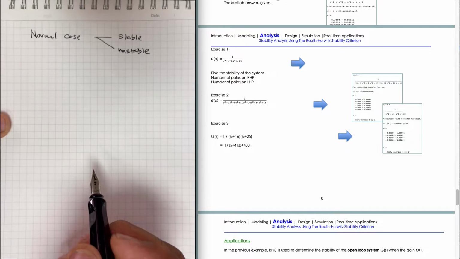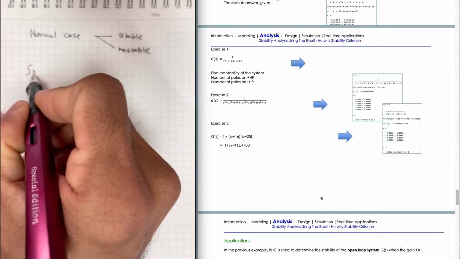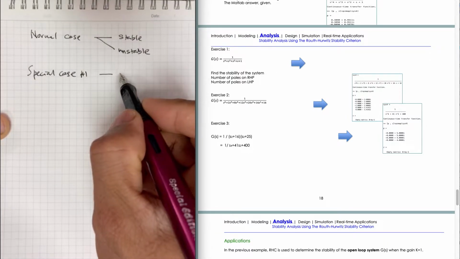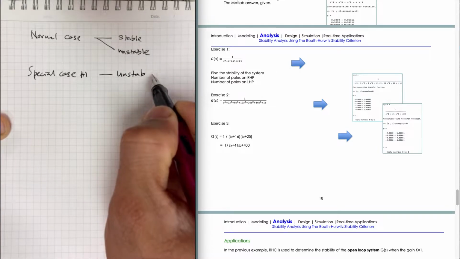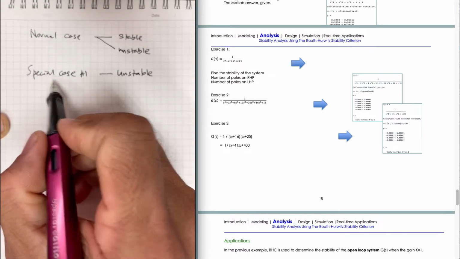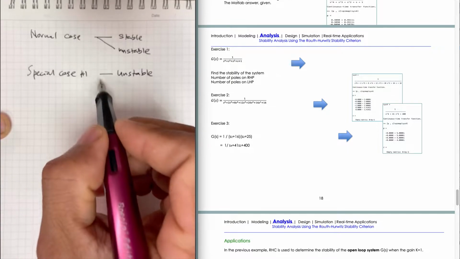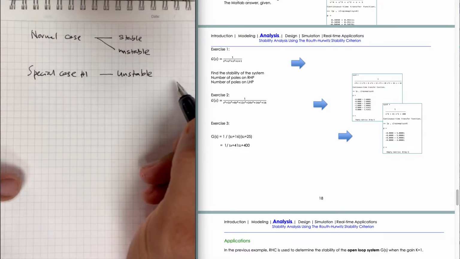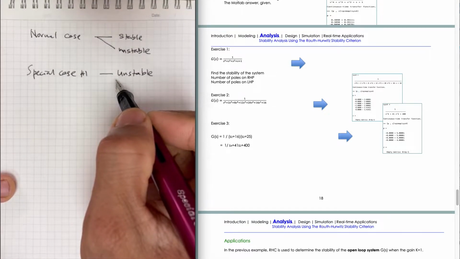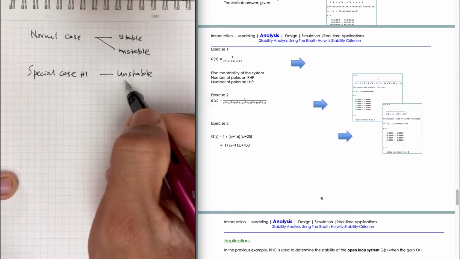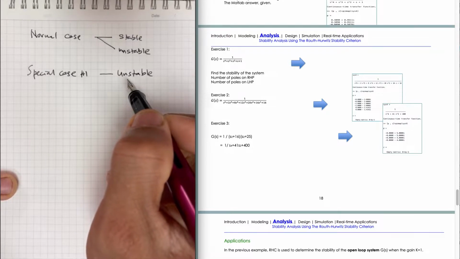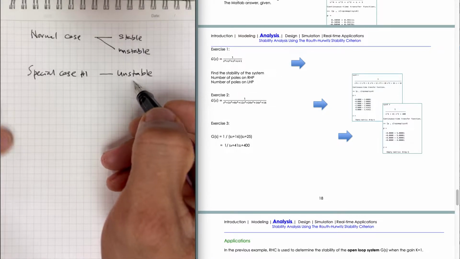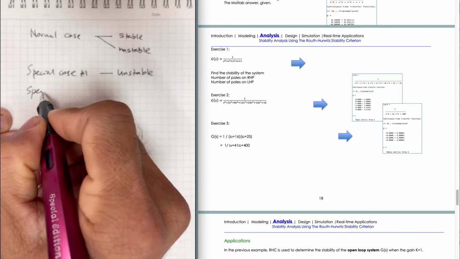Okay, that's the normal case. For special case 1, the system can only be unstable. If you fill up the table and you find that one of the first-column entries is 0 followed by non-zero, the system is unstable. Remember that you need to replace that 0 with epsilon, and then replace epsilon with a small positive or negative number, so the system will become unstable.